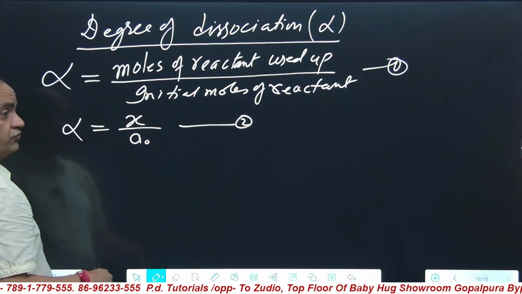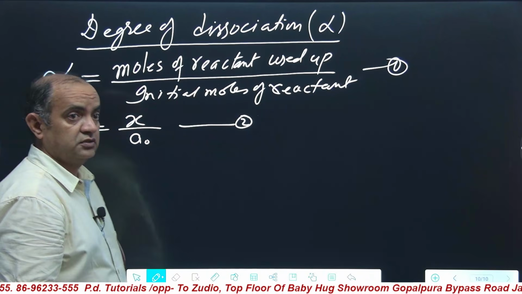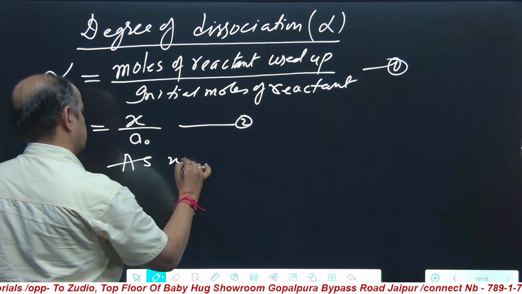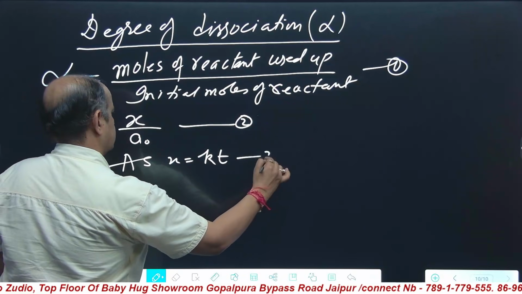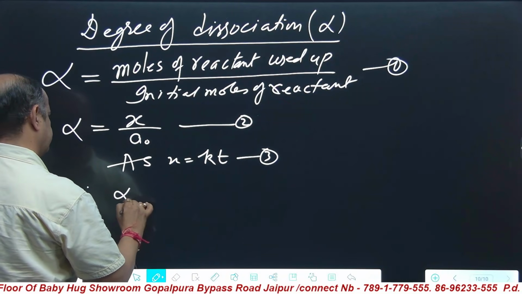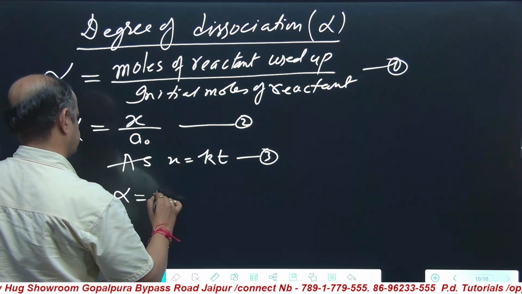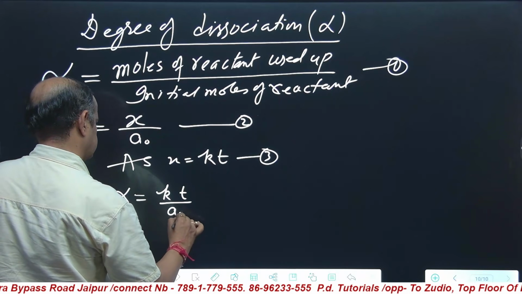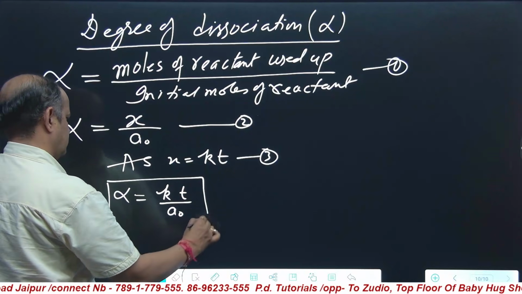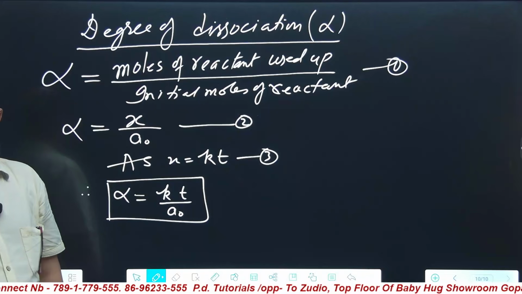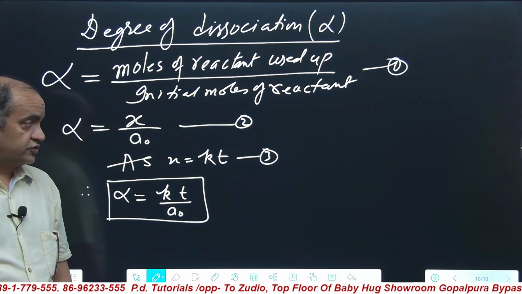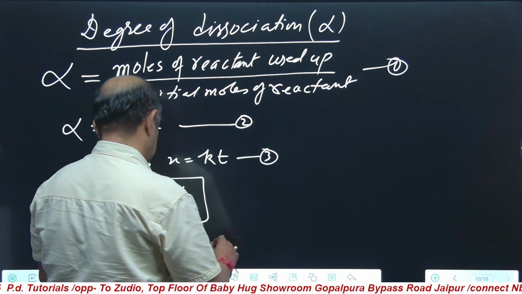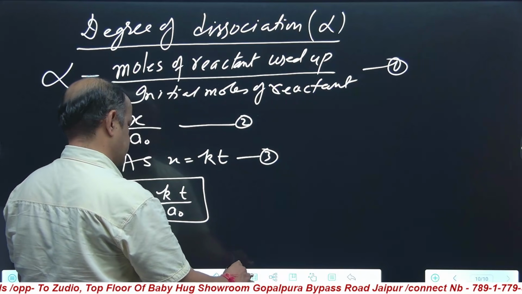We know that what is the formula of X related to K and T? Yes, X equal to KT. Therefore, this also indicates the straight line equation.